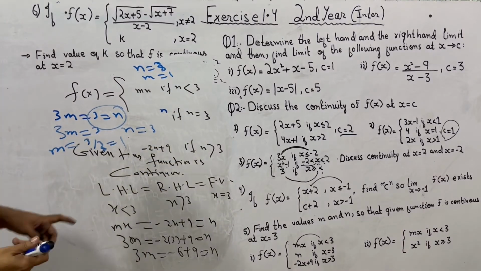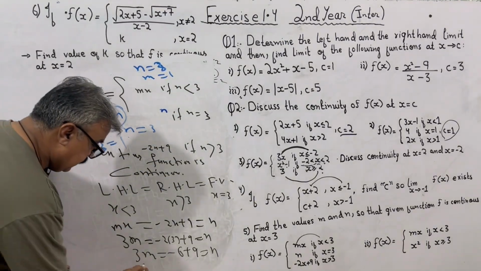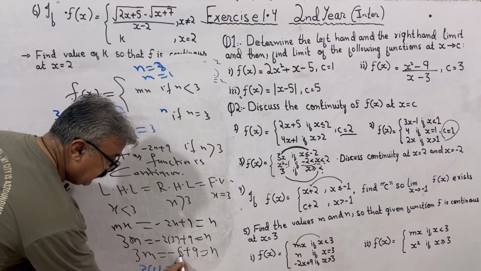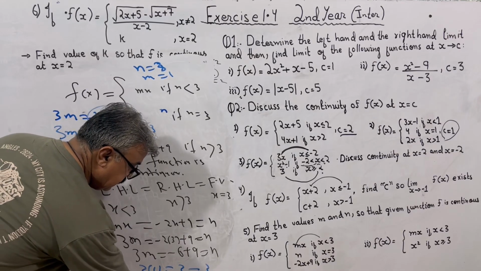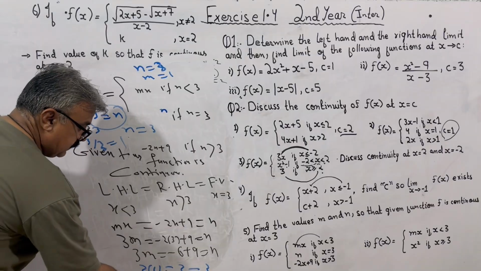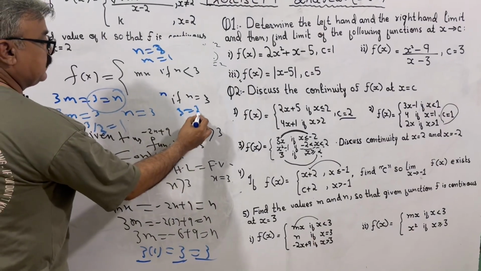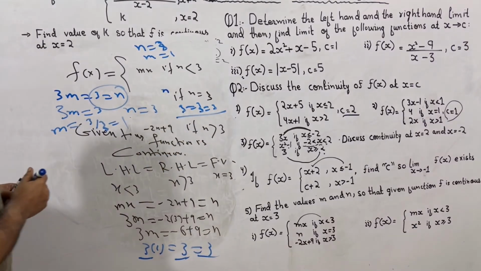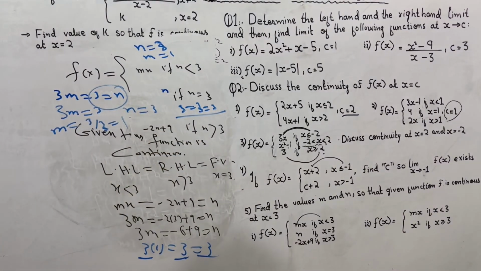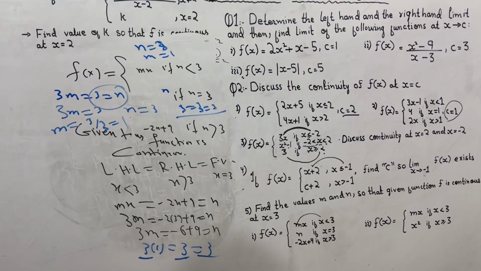Look at this. What is m? m is 1. 3 times 1, minus 6 plus 9, is 3, and n is 3. Look at this: left hand limit is equal to right hand limit is equal to function value. They are all 3. Yes, so we have calculated the values of m and n when it is given to us that the function is continuous at x is equal to 3.